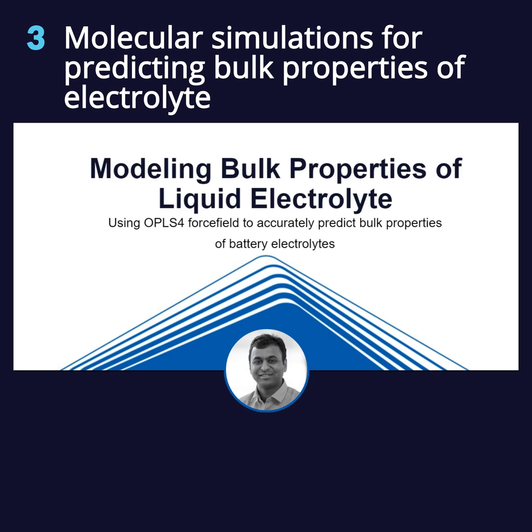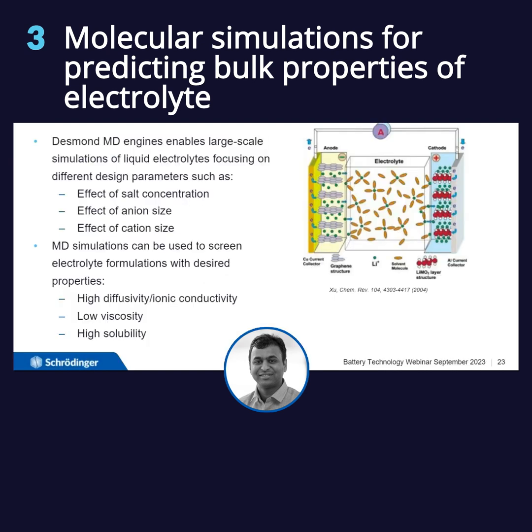The next topic of my presentation is related to modeling the bulk properties of liquid electrolytes using Schrödinger's digital chemistry technology. At Schrödinger, we use our GPU-powered MD engine known as Desmond that can be utilized to simulate various bulk properties of these electrolytes, and it can be used as a design tool to identify the best electrolyte formulation with optimum properties, even before synthesizing in the lab.